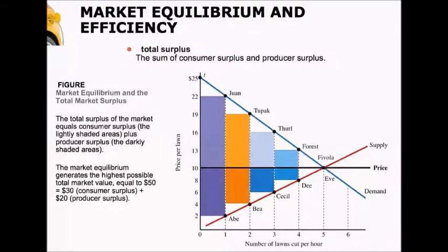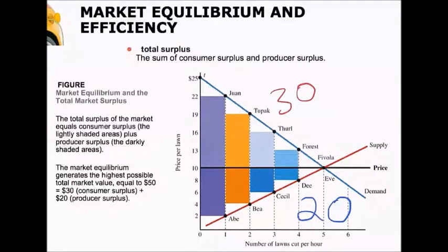So how do we look at total surplus in this market? Well, at equilibrium, the price is $10. So we can add up all of the surpluses on the consumer side. Juan's getting $12, Tupac $9, Thurl $6, and Forrest is getting $3 consumer surplus. And the sum of all the consumer surplus is $30. If we look on the producer side, Abe gets $8 of producer surplus, B's getting $6, Cecil $4, and D $2, so producer surplus adds up to $20.